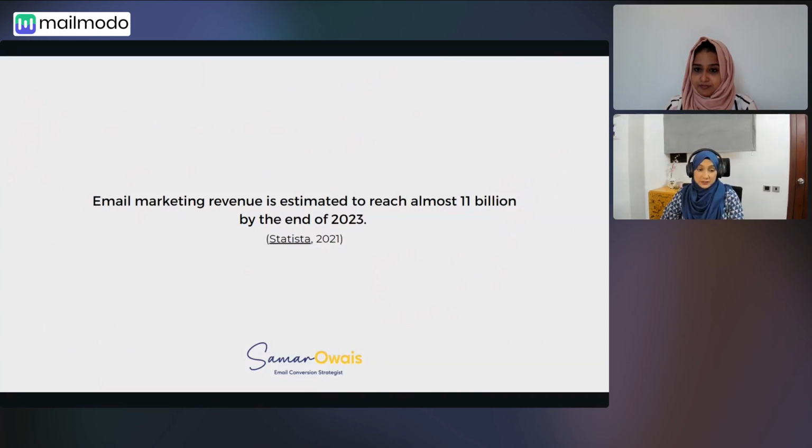According to Statista, email marketing revenue is estimated to reach almost $11 billion by the end of 2023. But to get your share of this $11 billion pie, you have got to send emails that people actually want to open and read and click. So email may not be dying just yet, but people's attention spans definitely are. So if you've been sending emails that are completely salesy, are discount focused, or are all about you and not your customers, email is dead for you.